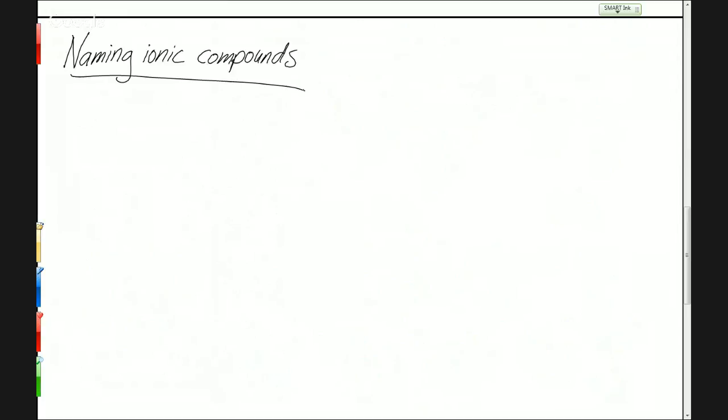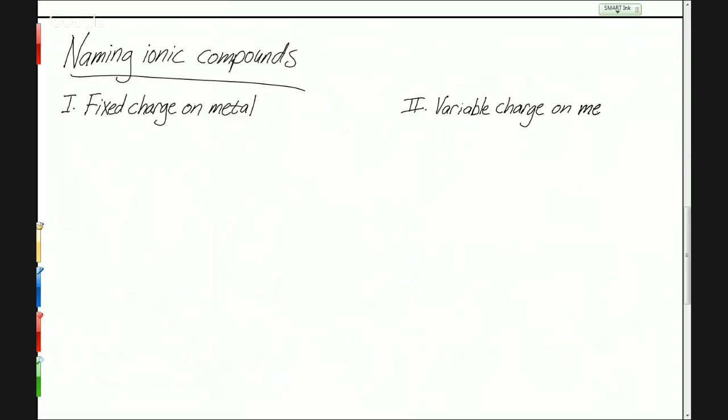Here's the two categories. One, there's a fixed charge on the metal, and we'll talk about what that means in a second. And two, variable charge on the metal.